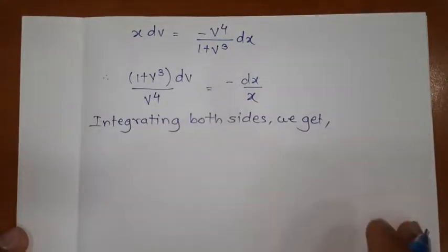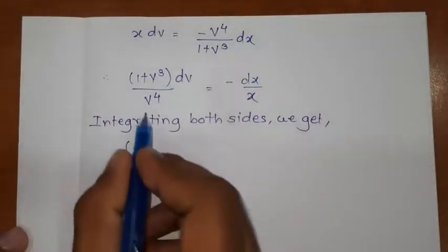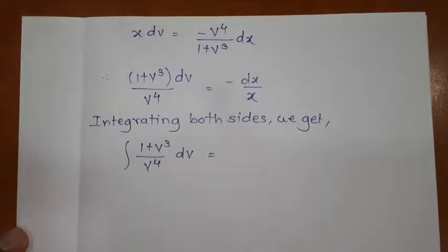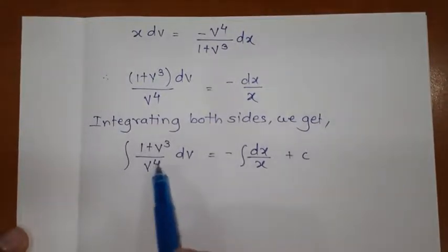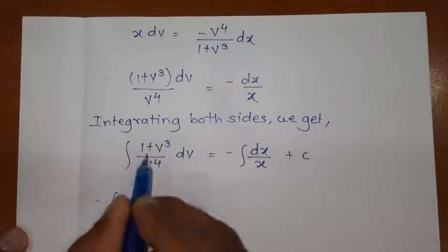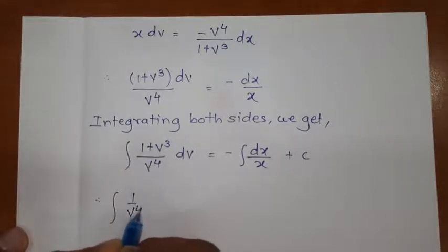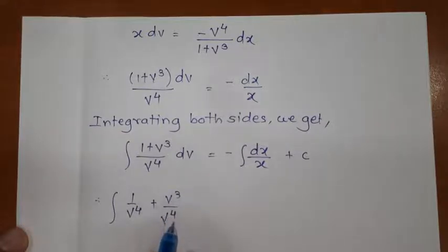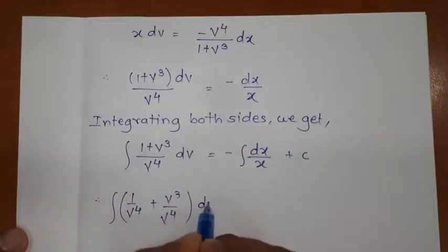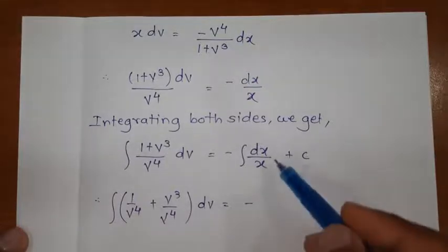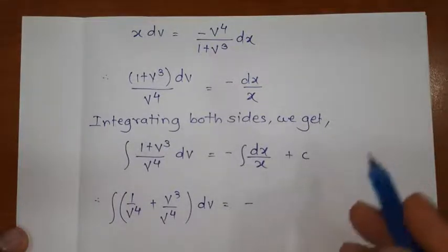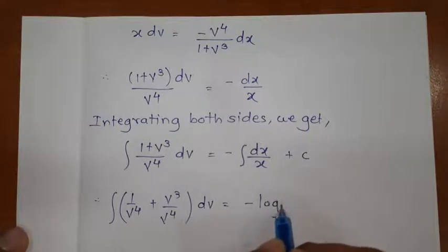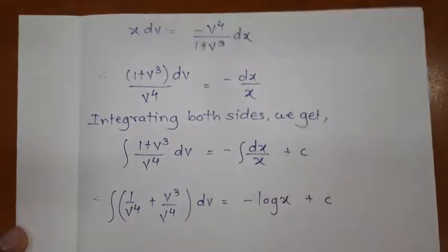So if you integrate both sides, what will I get? Integration, I am taking integration of the left hand side. Similarly, we will integrate the right hand side, plus constant of integration c. To integrate this one, what will I do? I will divide separately. So therefore, 1 upon v raised to 4, plus v cube upon v raised to 4, dv, minus, do you know the integration of 1 by x? Integration of 1 by x is log x, so it's log x plus c.